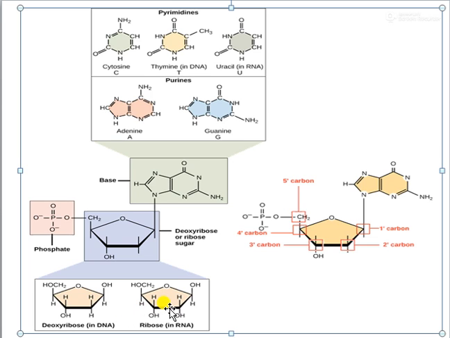The 5 carbon sugar is slightly different in DNA and in RNA. In DNA it is deoxyribose sugar, as on carbon number 2 hydrogen is attached, while in the case of RNA it's ribose sugar. On carbon number 2, an OH group is attached.